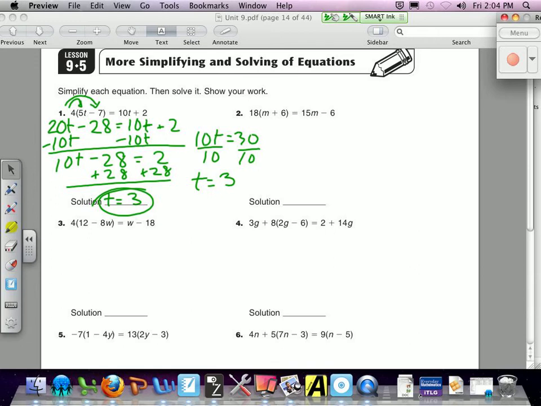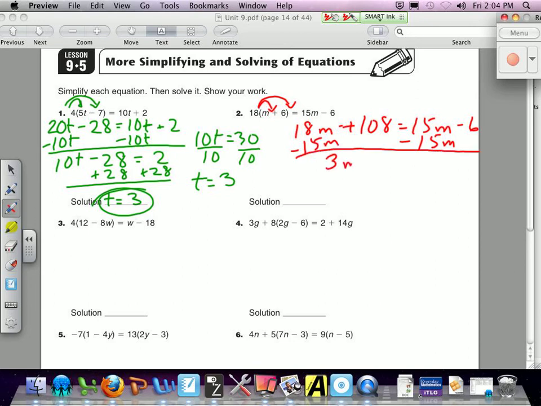For the next one, again, distributive property is going to be our first thing to take care of. 18m plus 108, distributive property over addition, equals 15m minus 6. Now, like I said before, I personally like to try to have a positive amount of variable. I'm going to subtract 15m from each side. That's a personal preference of mine. Not everybody would do that as their first step. Notice over here it ultimately becomes 0 minus 6, which ends up being negative 6.